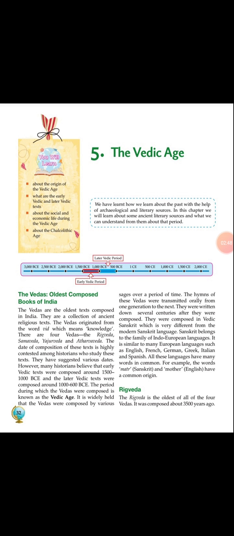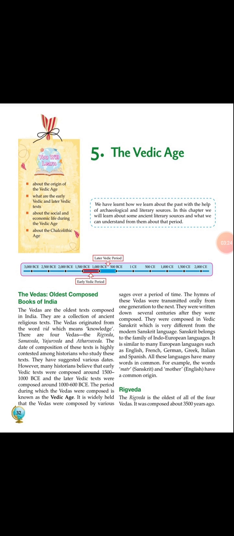There are four Vedas: Rig Veda, Sama Veda, Yajur Veda, and Atharva Veda. The date of composition of these texts is highly contested among historians who study them. They have suggested various dates. It means there is no proper date for when the Vedas were composed, and there are disputes between historians.